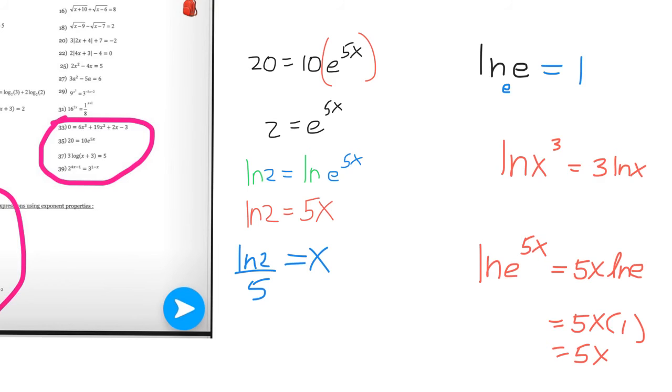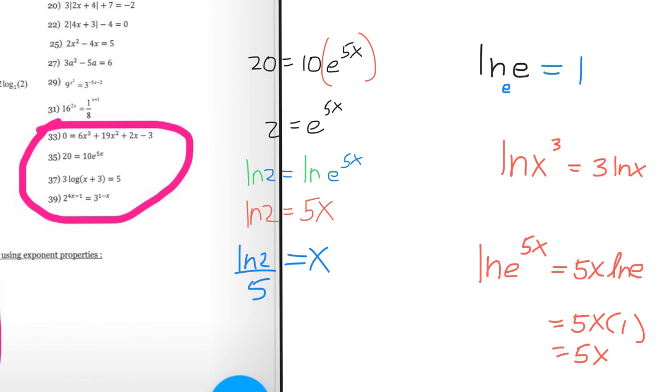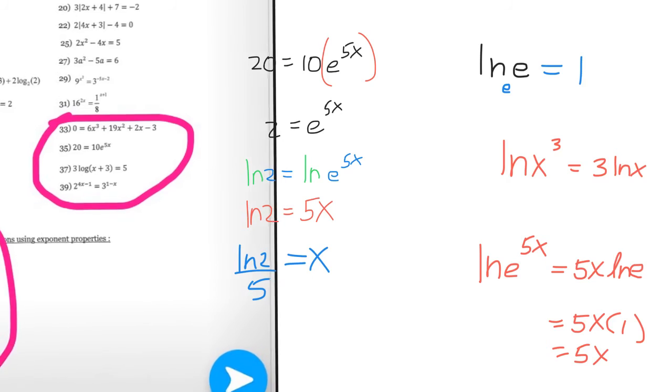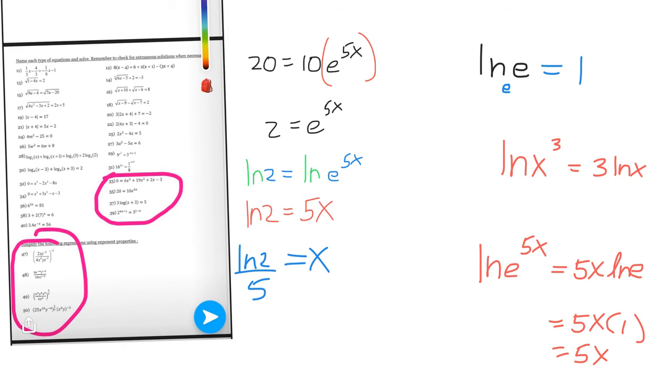If you want to double check and plug in ln 2 over 5, I would actually plug in this number rather than the decimal equivalent. If you plug in the decimal equivalent here, you're probably going to get 10 times e to the decimal equivalent equal to something like 19.9999. So just be on the lookout for that. Anyway, I hope that's clear. Let's move on to the next problem.